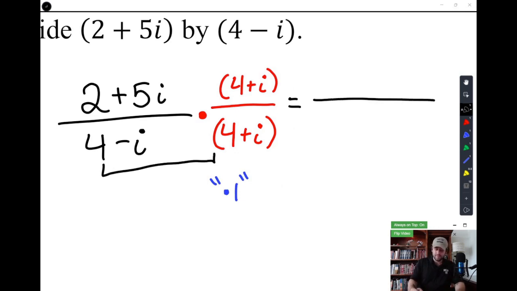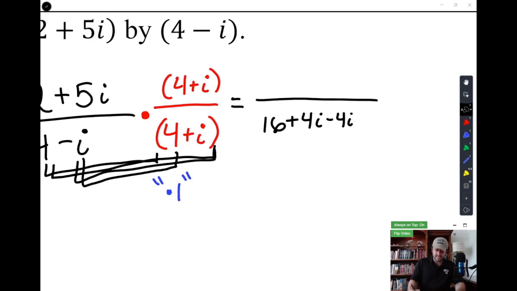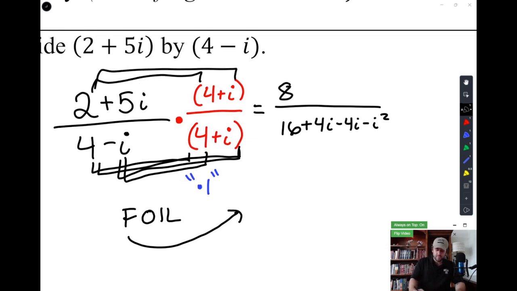4 times 4 on the bottom is 16. 4 times i is positive 4i. Negative i times 4 is negative 4i. You might see something interesting there in the middle. And negative i times i is negative i squared. We're going to have to do the same thing on the top. So what did we do to both? We FOILed the top and the bottom. And so we're going to do the same thing where we get 8, positive 2i, positive 20i, and plus 5i squared.